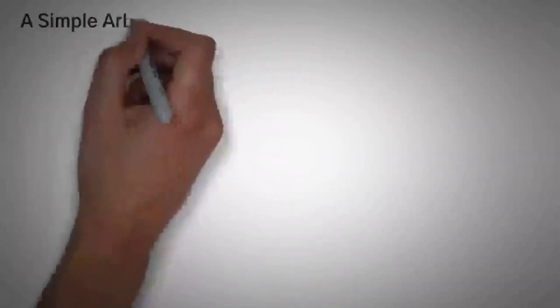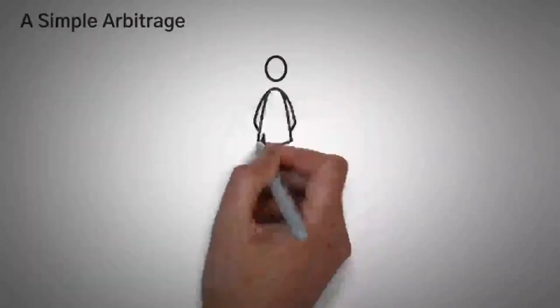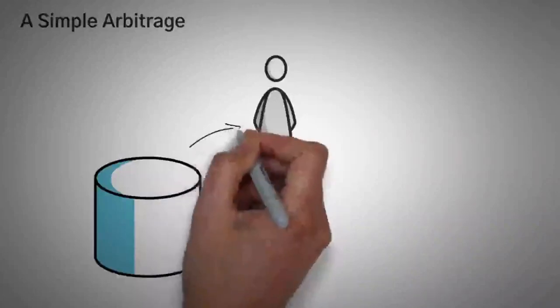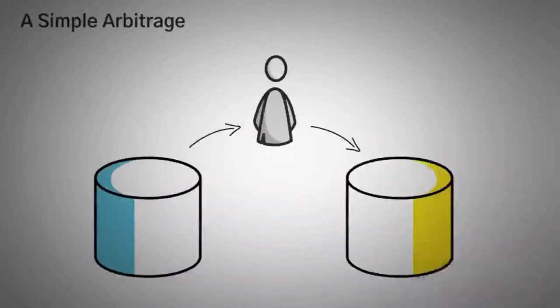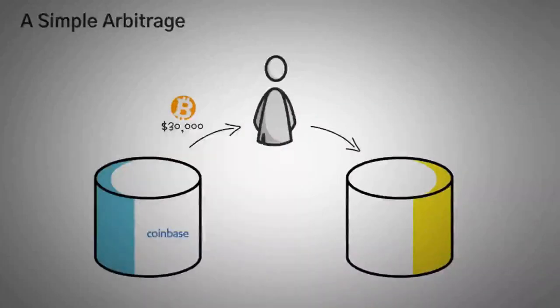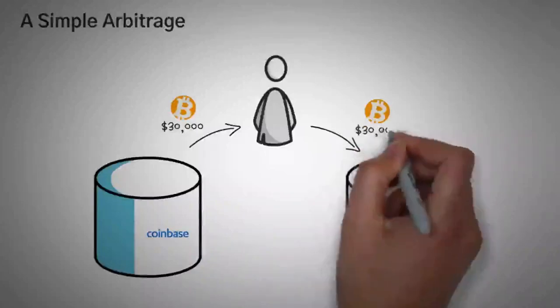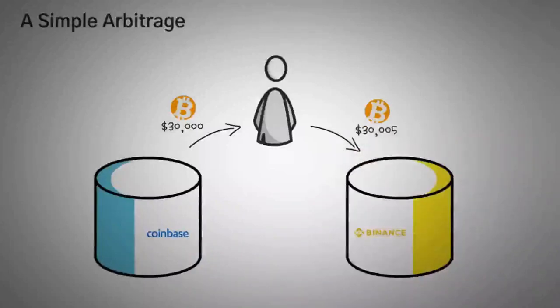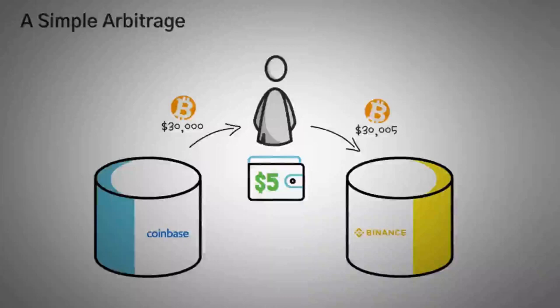First off, a simple or direct arbitrage is the easiest to understand. This is when you buy crypto on one exchange and then sell it on another. For example, I might buy Bitcoin for $30,000 on Coinbase, transfer that Bitcoin to Binance, where I can then sell it for $30,005. Now that would mean $5 profit for just a few minutes of work, unless I can buy a bunch of Bitcoins and then make a little bit more than $5.